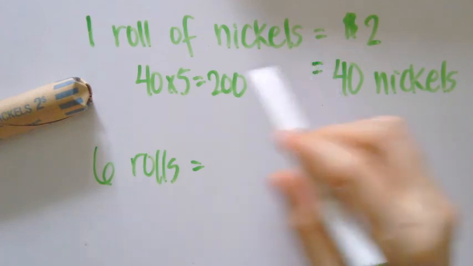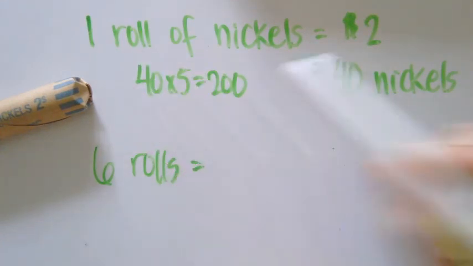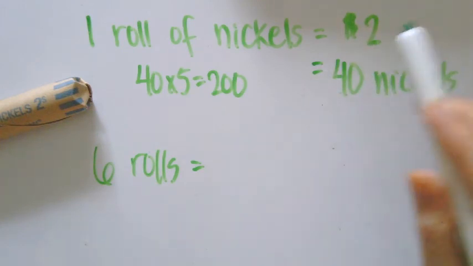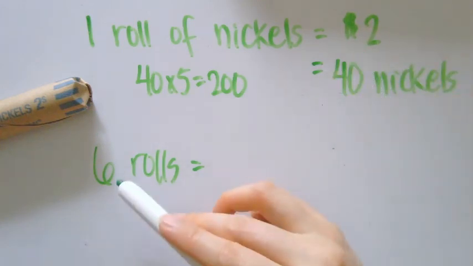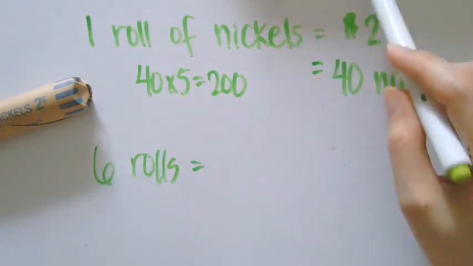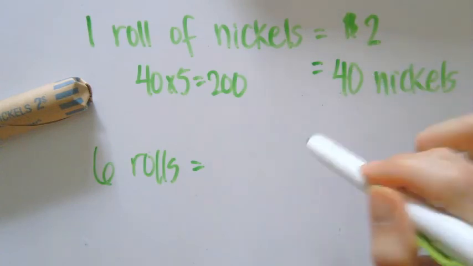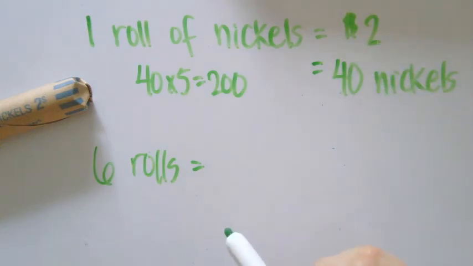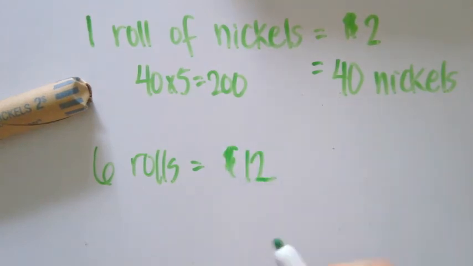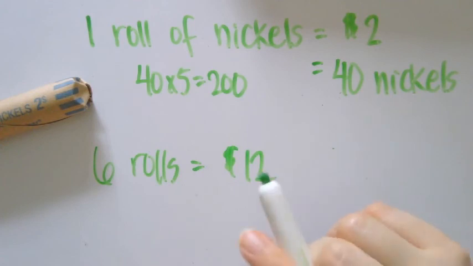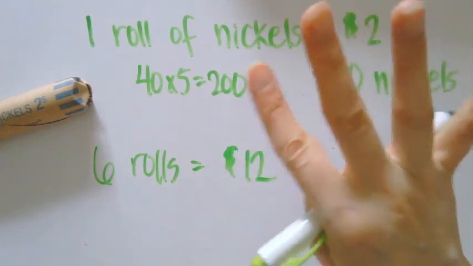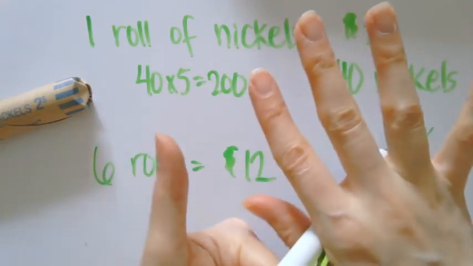All right, so we know that for every 1 roll, we have $2. That's finding that pattern once again. And we now have 6 rolls. We're multiplying the number of rolls and the number of dollars to get our total dollars. So 6 rolls would give you $12. How do we know that? We can count by our multiples of 2. 6 times 2: 2, 4, 6, 8, 10, 12. Does that match up? Yes, it does.